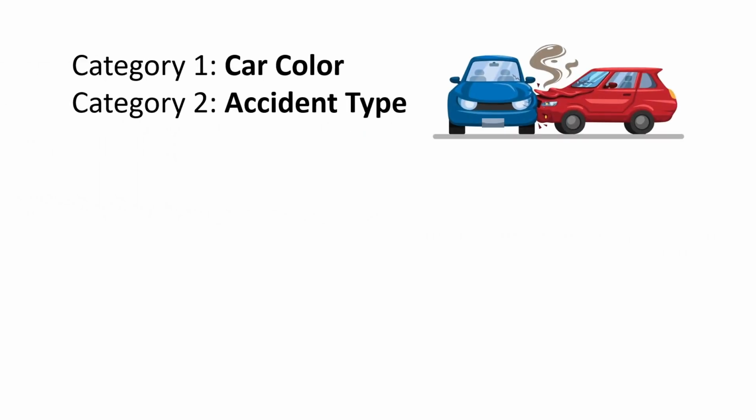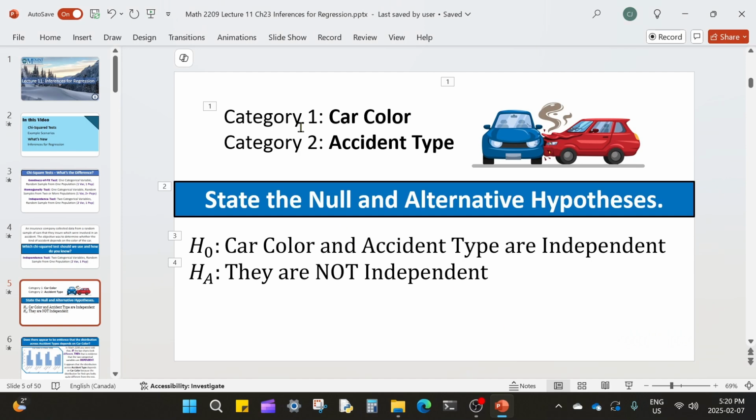So categorical variable 1 is car color, and categorical variable number 2 is car type. Actually, I don't like the way I said that, so let me correct it. Let's say categorical variable 1 and categorical variable 2.